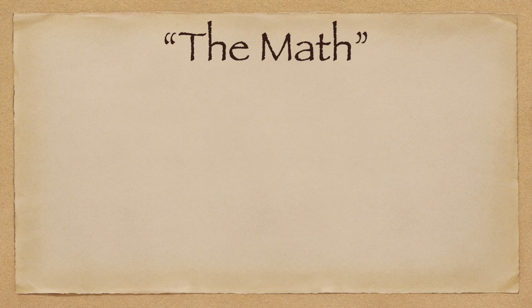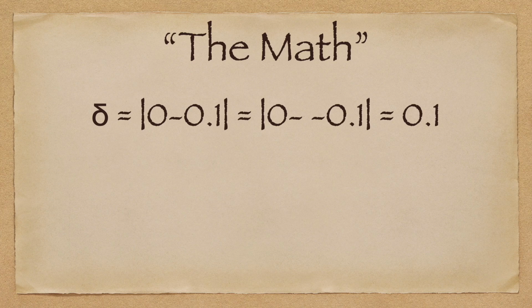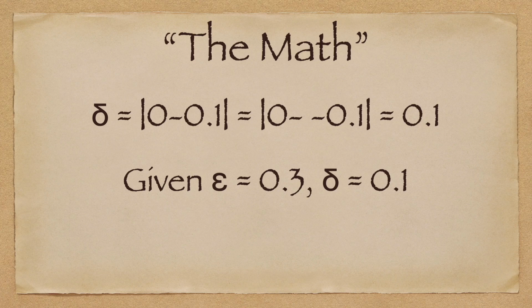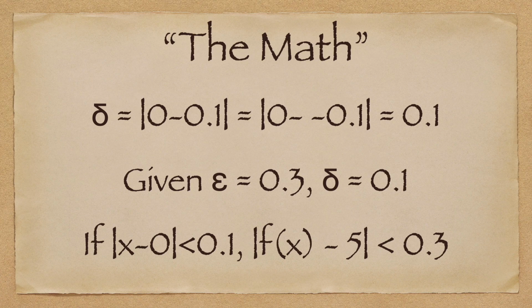So our delta value would be the distance these numbers are from c, which is 0, and the distance is 0.1. If we are given that epsilon equals 0.3, then delta could equal 0.1, but it could also equal many other values as well, specifically anything less than 0.1. But we're going to use 0.1 as our delta. So then, if the absolute value of x minus 0 is less than 0.1, then the absolute value of the function minus 5 would be less than 0.3.